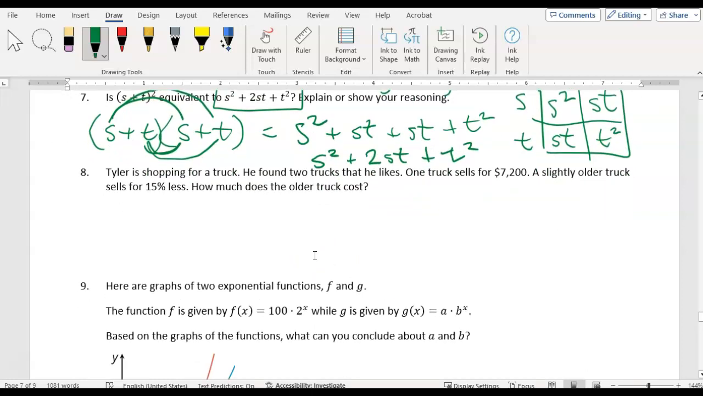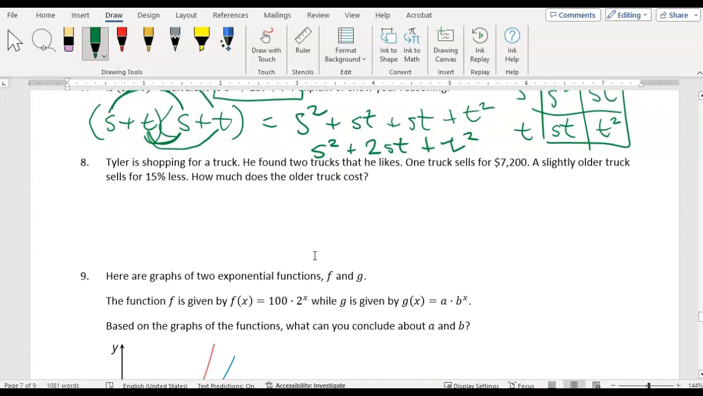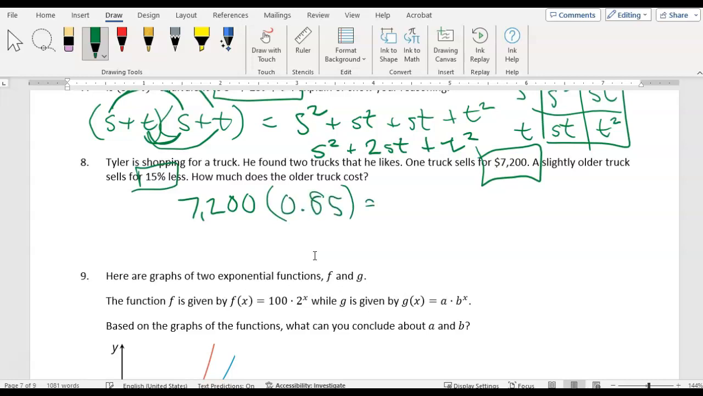All right, Tyler is shopping for a truck. He found 2 trucks that he likes. One truck sells for $7,200. A slightly older truck sells for 15% less. How much does the older truck cost? So this is a very simple mathematical piece that we're working on here. We could multiply by 15% and then subtract that from 7,200. Or we know that if it's 15% less, it's only 85% of the cost. And so you can calculate this on your own.